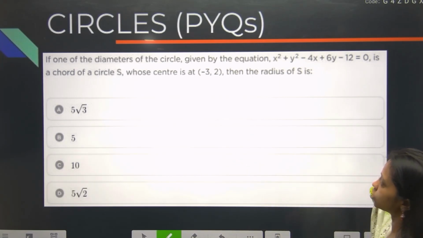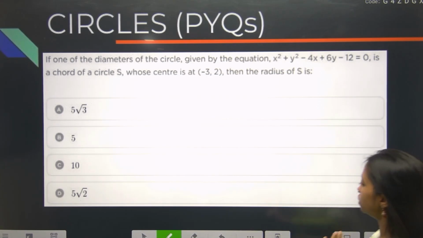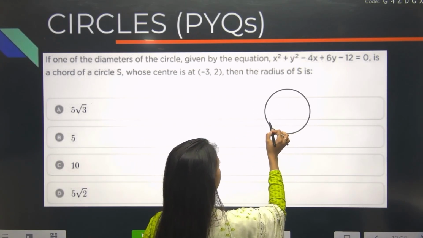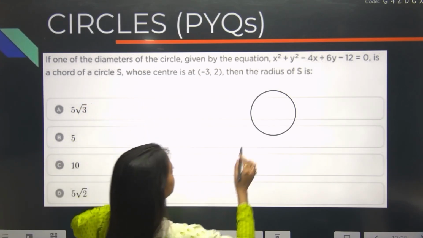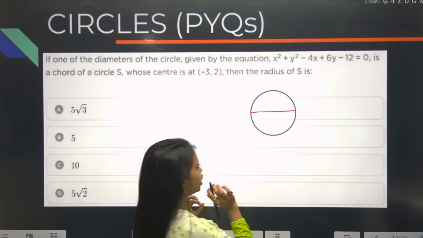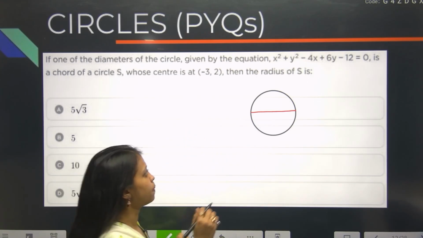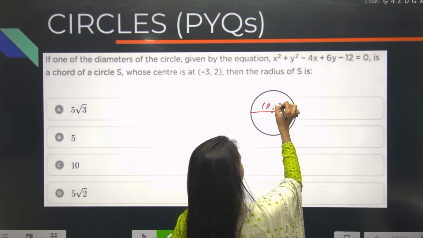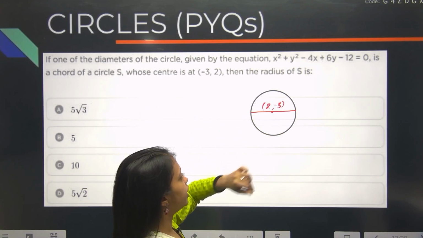If one of the diameters of the circle given by the equation is a chord of a circle. Okay, what they're saying is, we have a circle and there's a chord. This is the diameter of that circle, and the equation of the circle is given. From the equation I'm deducing the center and the radius. So the center is 2 comma minus 3.